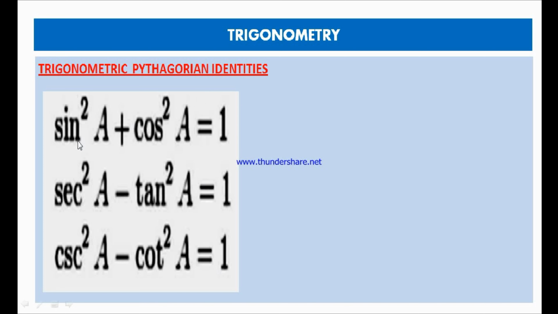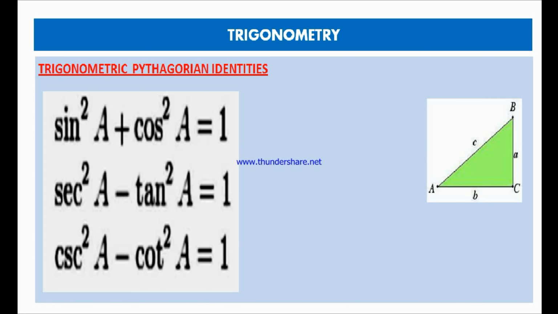Let me read them again. Sin square A plus cos square A is equal to 1. Secant square A minus tan square A is equal to 1. Cosecant square A minus cot square A is equal to 1. Let us prove any one of these identities.